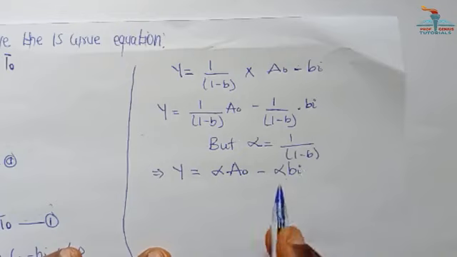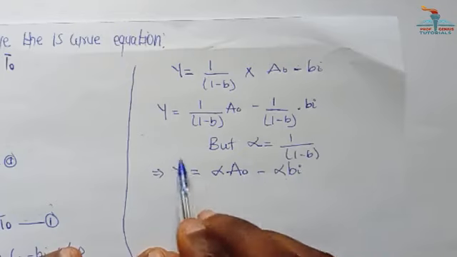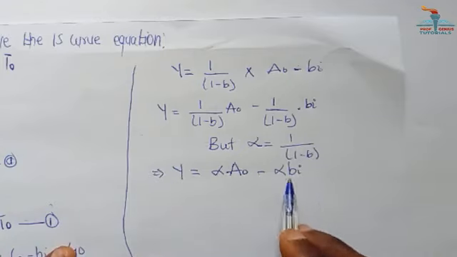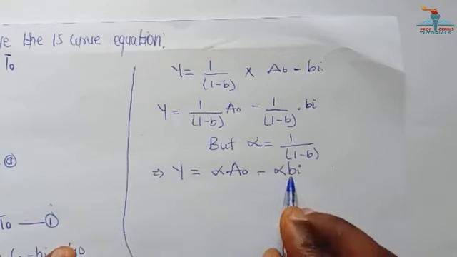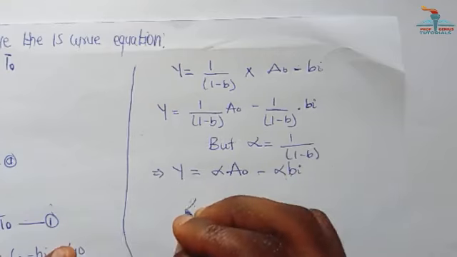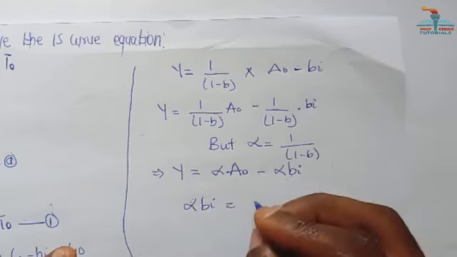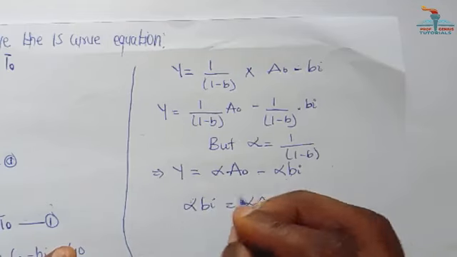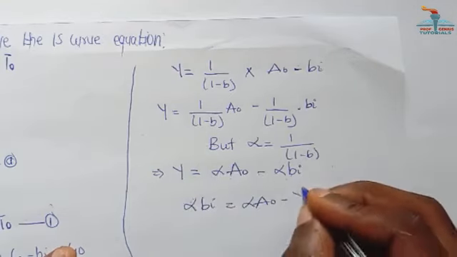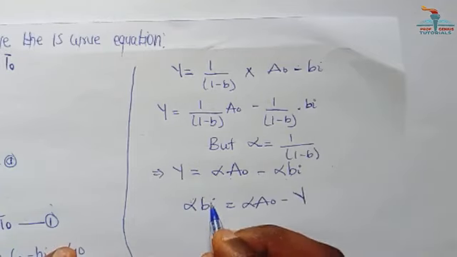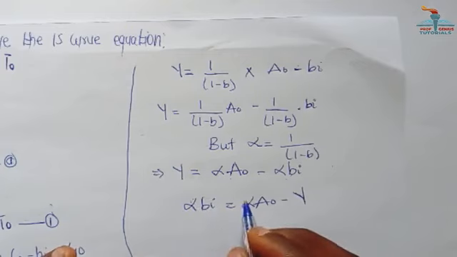In order to avoid this negative, we are sending the whole of this to come to the left hand side, then we send y to the right hand side. When we send a negative across the equal sign, it becomes positive. So we are going to get alpha bi, which is equal to alpha A naught. When positive y crosses, it becomes negative y.